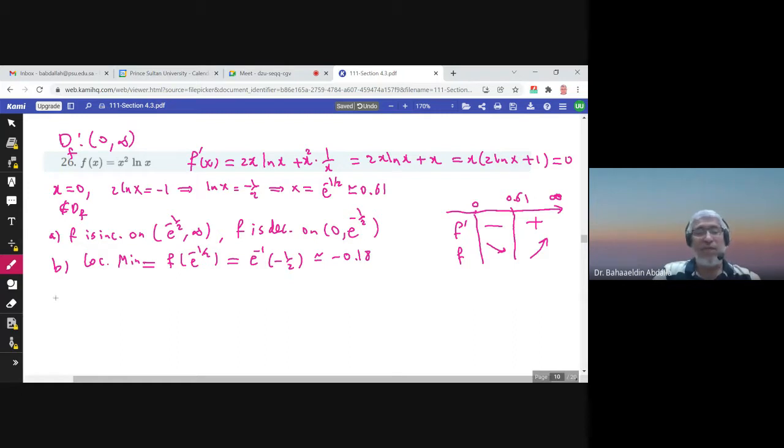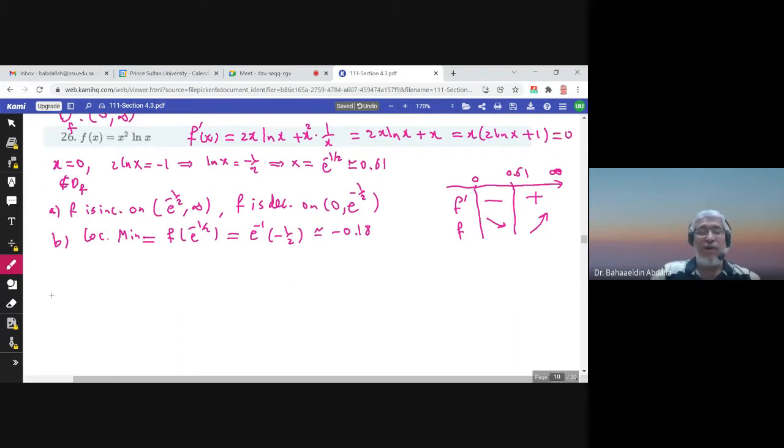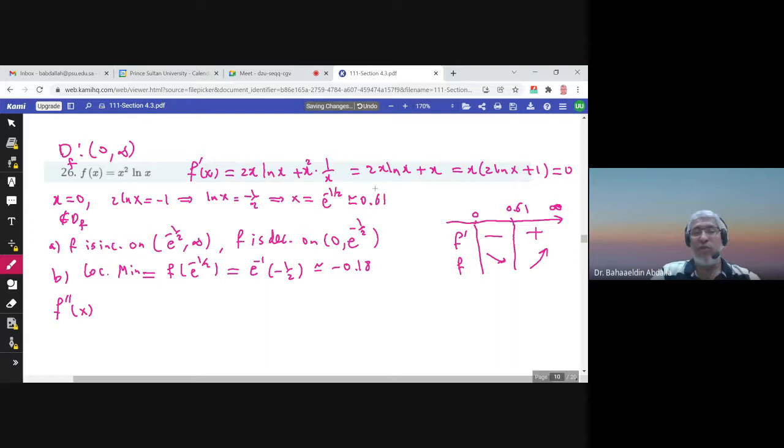Now, to answer part C, I need to find f double prime. And to find f double prime, which definition should I use? This one.